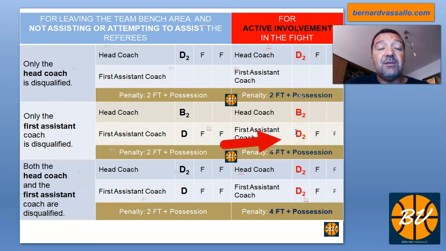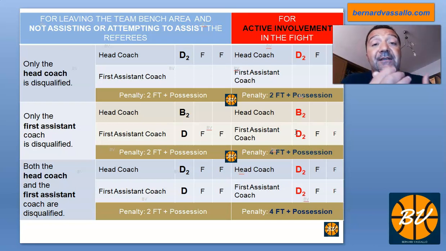If only the assistant coach actively involves himself in the fight, we would have his direct disqualification, and now this would be shown on the score sheet as a D2. Why? Because he is actively involved in the fight now. He is not just merely not assisting the referee as in the previous example, but now he is actually taking part, actively involved in the fight.